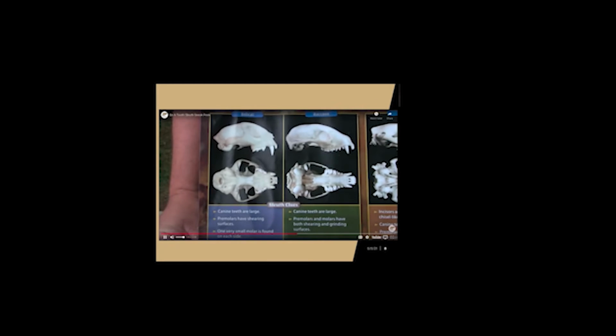So the poster gives us a good example between a true carnivore, the bobcat, and an omnivore, the raccoon. So you can see the large canine teeth. All the premolars have shearing surfaces on the bobcat and very small molars in the back, whereas a raccoon still has the canine teeth, which are fairly large for its size, and the premolars and molars have this broad surface for grinding and shearing.